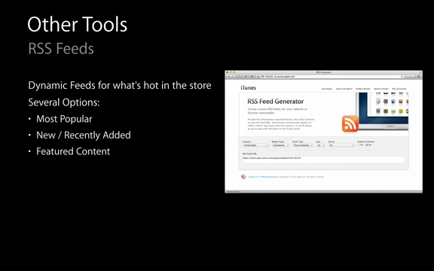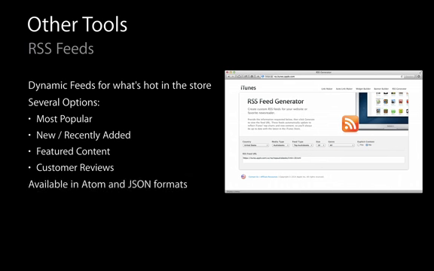You can see featured content. What's actually showing up on the store right now? What do users see when they open iTunes to the main page and check that out? And finally, you can see customer reviews for a particular piece of content. What are people saying about it? If you want to track your own app's performance, you can see recent customer reviews using that RSS feed.